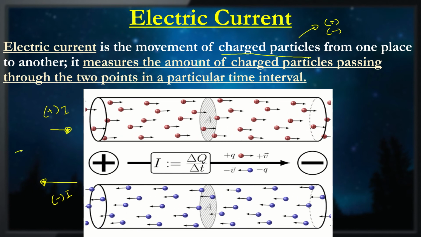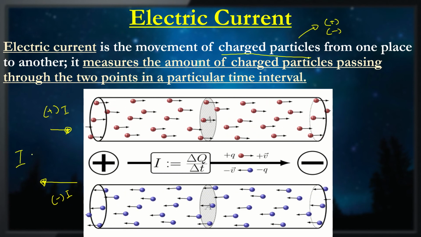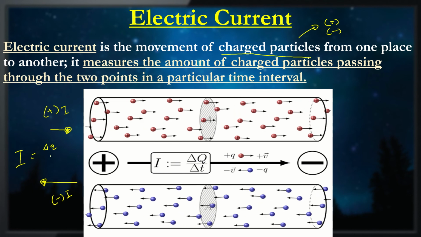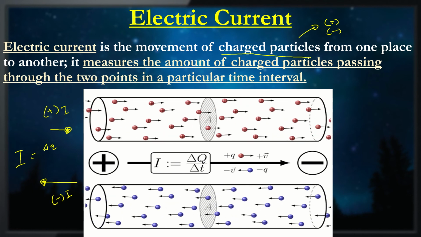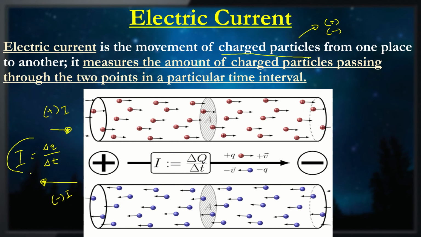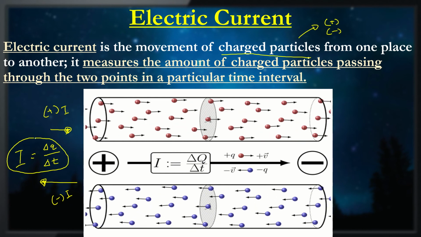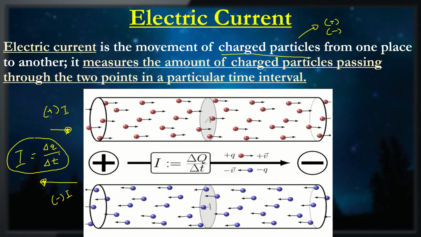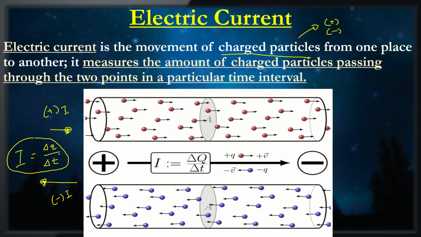Now, what we define as electric current is looking at how much charge is passing through a particular space in a particular time interval. So how many, we could say, electrons or positive charges are passing through per second. That's what we mean by electric current.